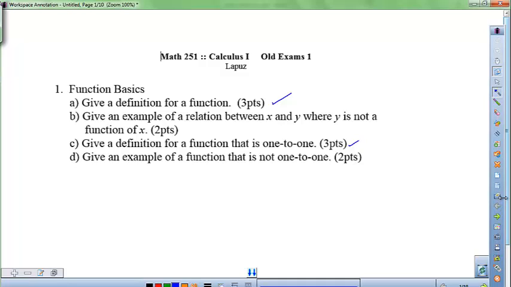This is the review for our first exam, and I'm going to go over some problems, but I'm not going to go over all of them. I think there's some of these things that you should be able to look up in your textbook, like the definition of function, definition of function being one-to-one, and so you should also be able to come up with examples of things that are functions and not functions, and examples of things that are one-to-one and not one-to-one. So let's skip over this problem and go on to number 2.